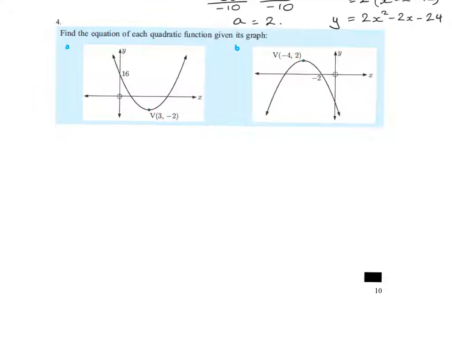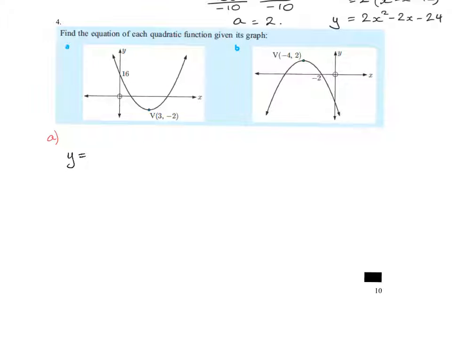Okay, here's a couple more. Find the equation of each quadratic given its graph. Oh, this is interesting. Look at A. We don't know the x-intercepts, but what do we know? We know the vertex. So, if the vertex is that, we know the function is of this form.